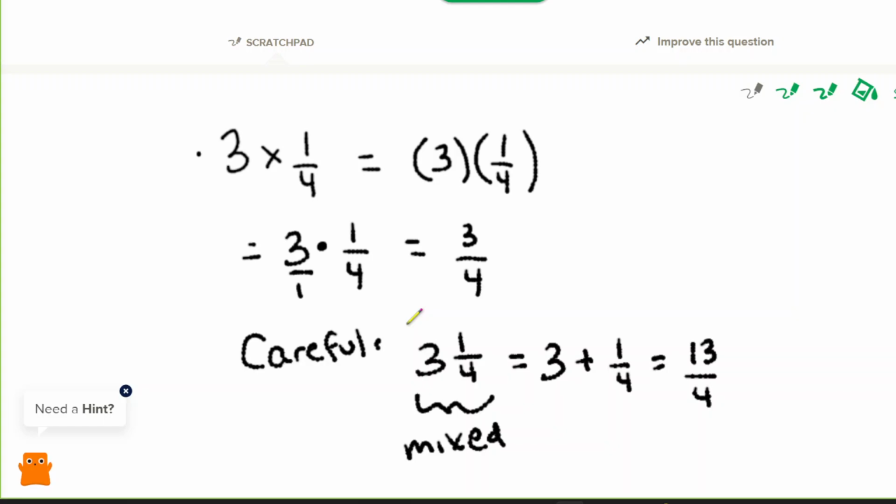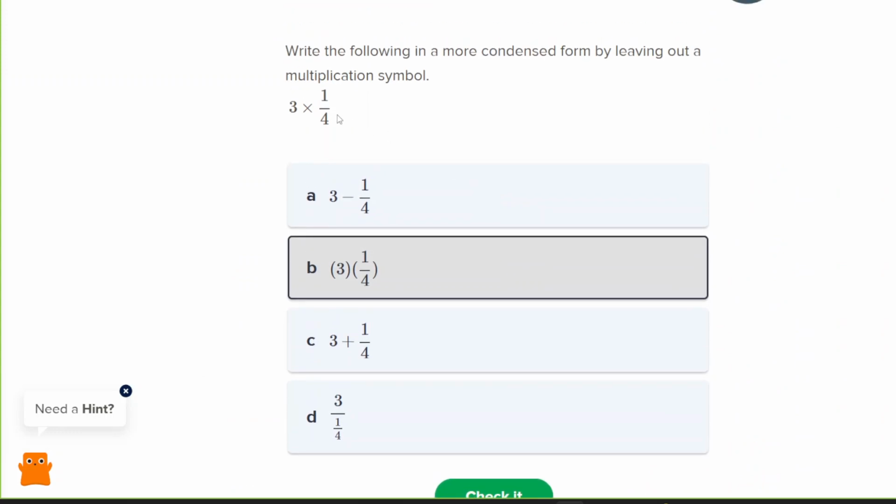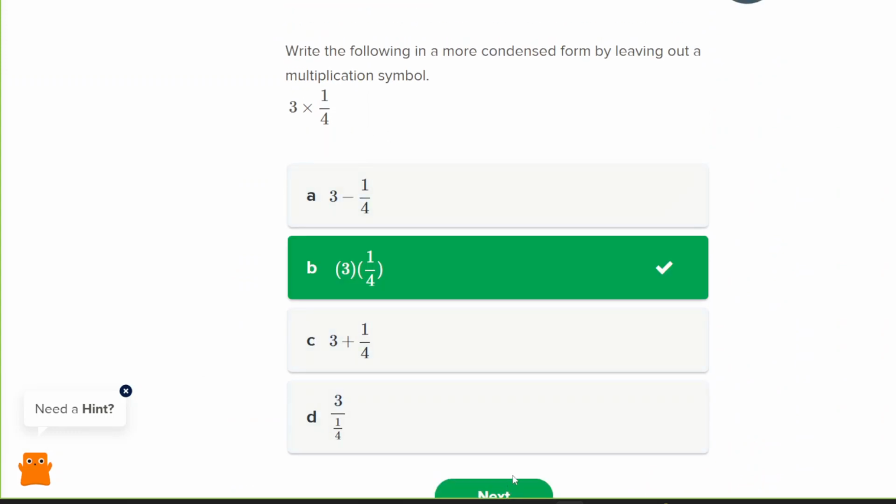So be careful. If there's a whole number touching a fraction and there are no symbols between them, it's representing a mixed number. It's representing addition. But this up here is the one they want. They want us to write this. But again, any of these would be equivalent: 3 times 1/4, 3 times 1/4, 3 times 1/4, or just 3/4. Every single one of those is the same. So back up here, this is the only one that's equivalent to the thing that was given to us.